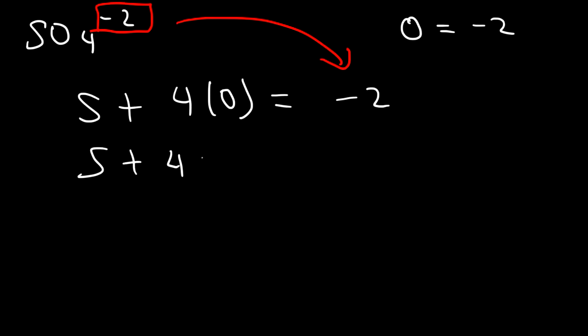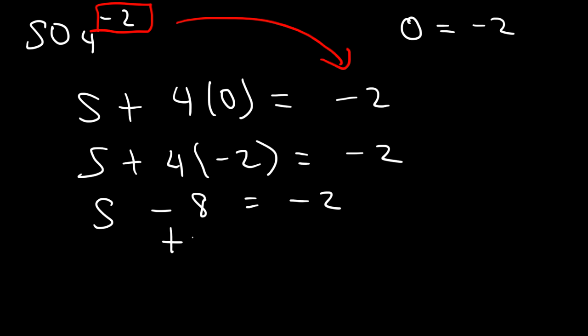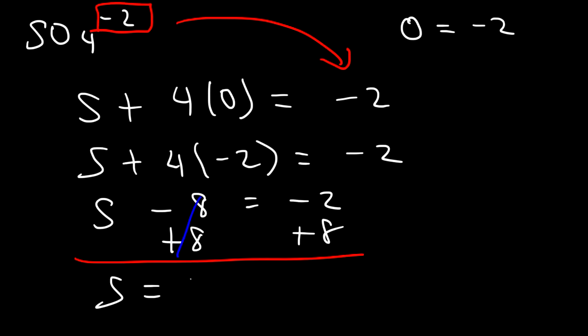So each oxygen atom has an oxidation state of -2. And 4 times -2, that's -8. Next, we need to add 8 to both sides. -2 plus 8 is +6. So this is the oxidation state of sulfur in sulfate.